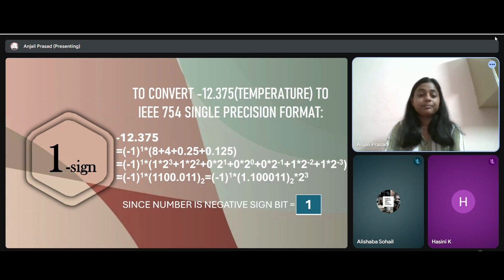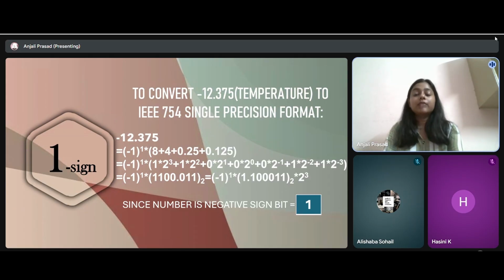And this can further be written as minus 1 raised to the power 1 times 1100 binary point 011, which is in base 2 or binary base. And then further, we can write it as minus 1 raised to the power 1 times 1.10011 base 2 times 2 power 3 to bring it in the scientific notation.